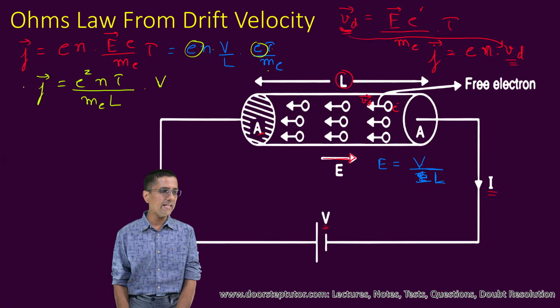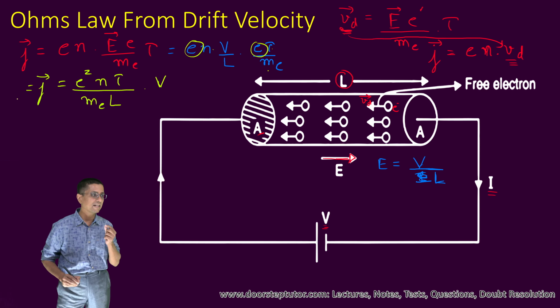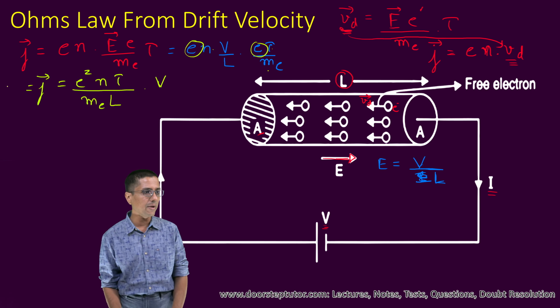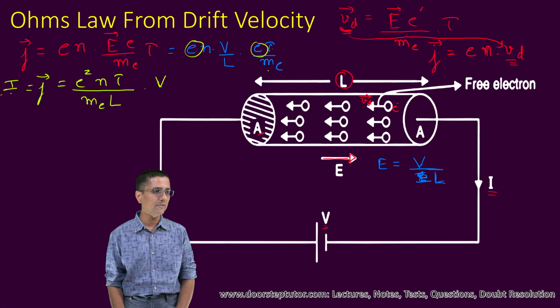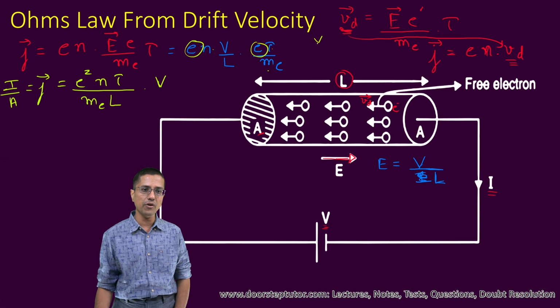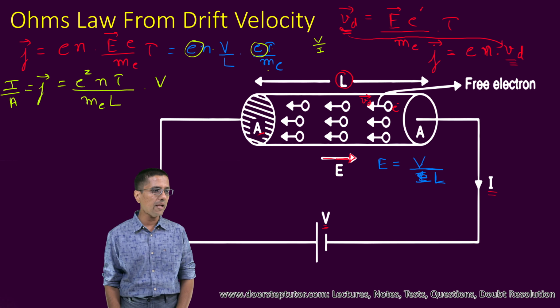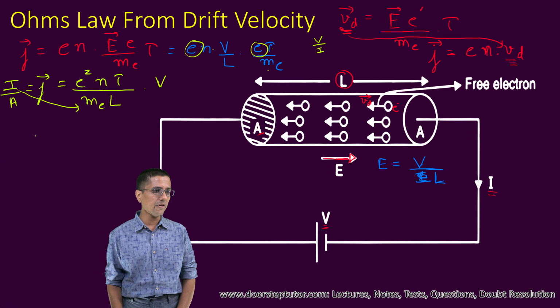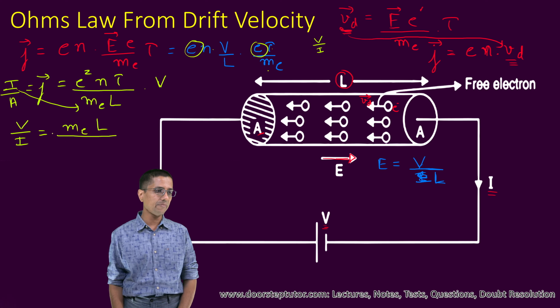Now this J is nothing but the current density, the current per unit area. So this is nothing but I by A. To get the formula for Ohm's law, we need to find the ratio of V to I. So I bring I on this side, and I take the other quantities to the other side. What do I get? V by I is equal to Me L upon e squared n tau A, where A remains where it is.